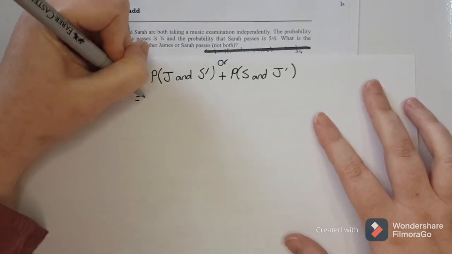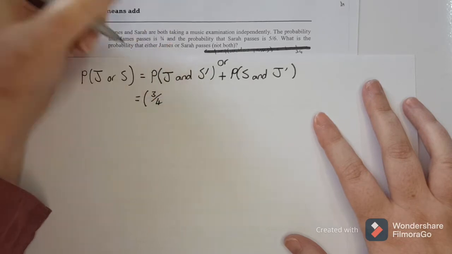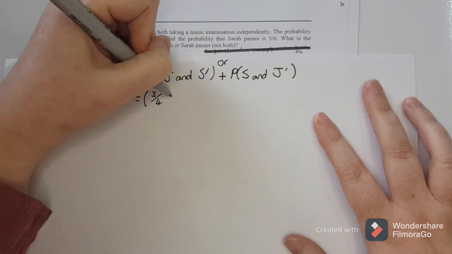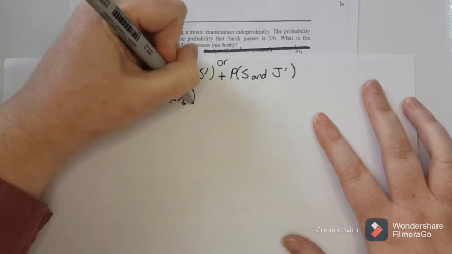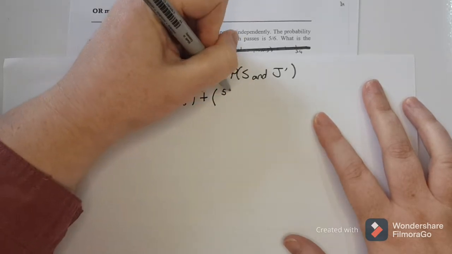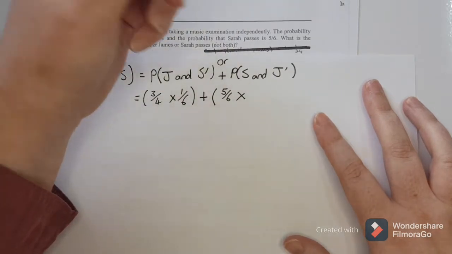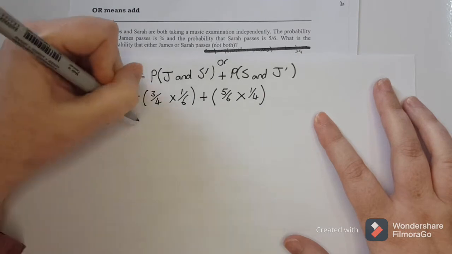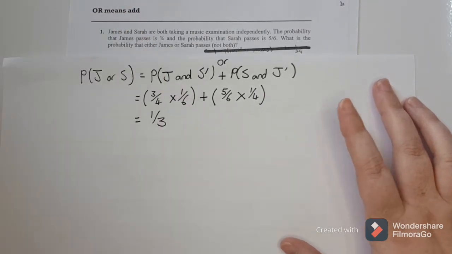So that's going to mean the probability of James passing is 3/4. And Sarah not passing is going to be 1/6. So we multiply those. Then we add Sarah passing as 5/6. And so we multiply James not passing is 1/4. So if we type that into our calculator, we get an answer of 1/3.